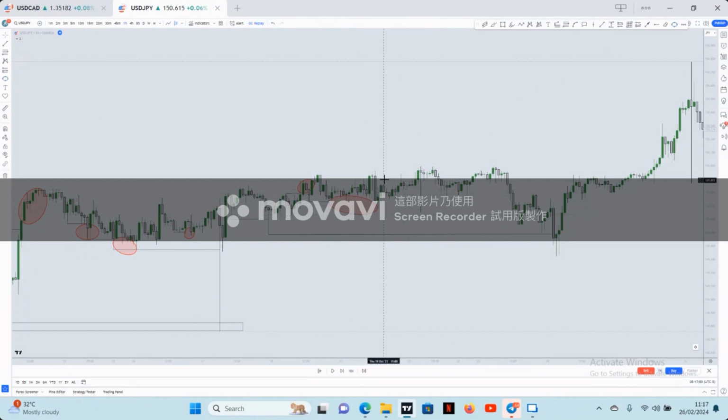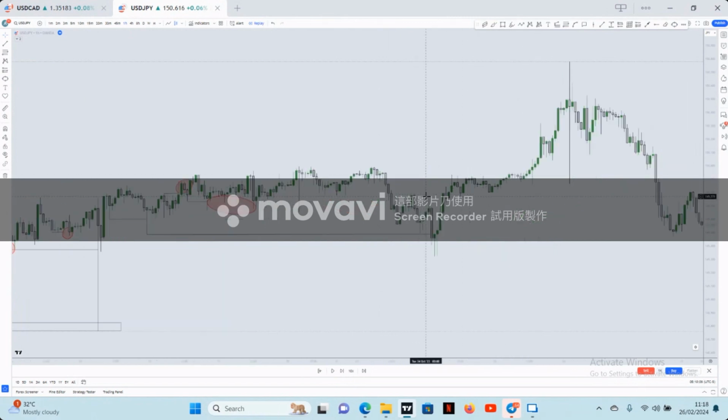There was no fair value gap here. This one was filled completely. No fair value gap, no fair value gap, no fair value gap, no fair value gap. Down, there's no fair value gap here. It's filled completely. This is the only point that has a fair value gap here, and this is where this high came in. So this one failed.